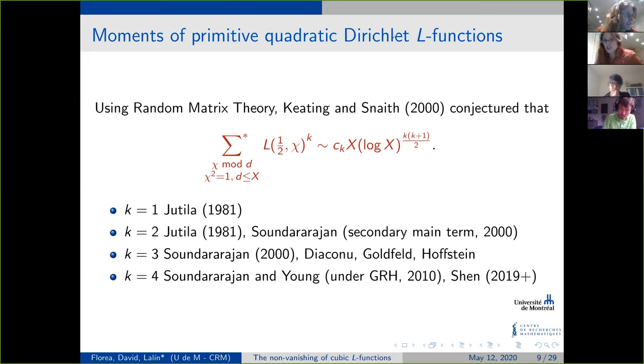And there is actually a conjecture from the 2000s. Keating and Snaith used random matrix theory to formulate a conjecture about what this moment should be in general, to the power of k. The conjecture says that asymptotically, this will be a constant times x times log of x to the power of k times (k plus 1) over 2. So the cases we are always looking at are k equals 1 and k equals 2. For k equals 1, it will be just log of x, and for k equals 2, it will be log of x to the cube.